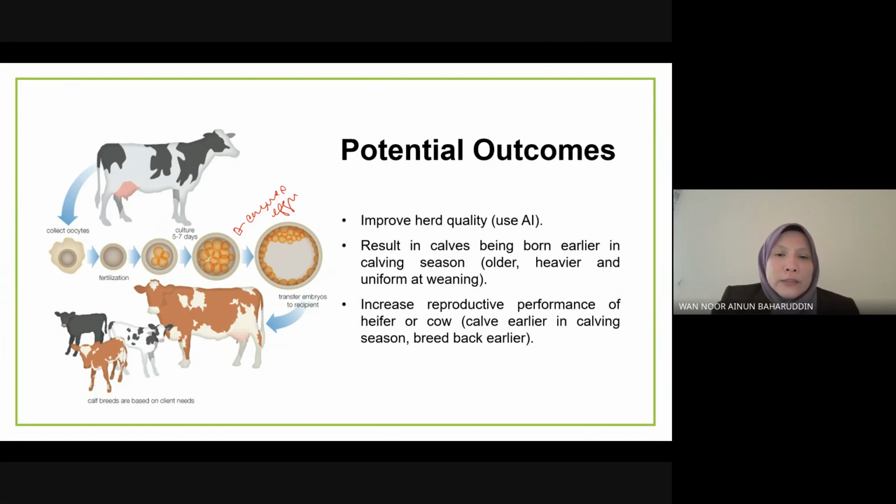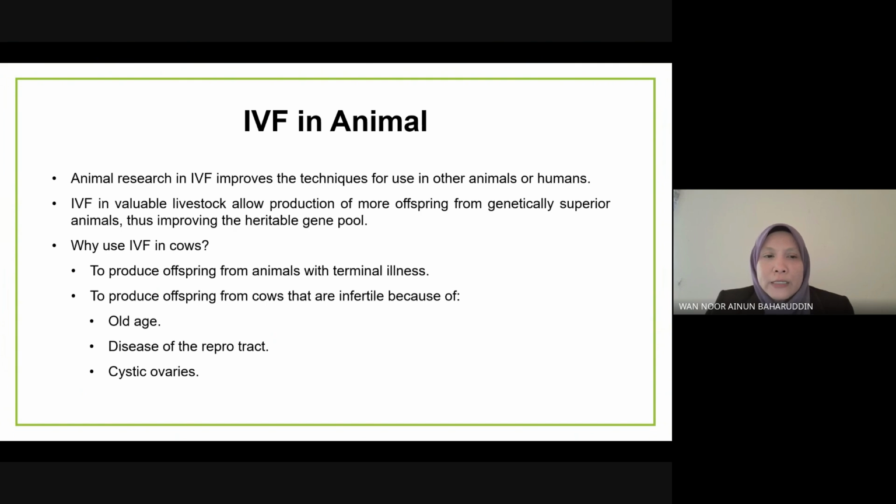The embryo itself will be transferred to another kind of species, so breeding is based on the client's needs and the qualities they want. The potential outcomes of IVF in animals include producing offspring with terminal illness, meaning once they get the disease, it can cause death. Causing death is what we call terminal illness.